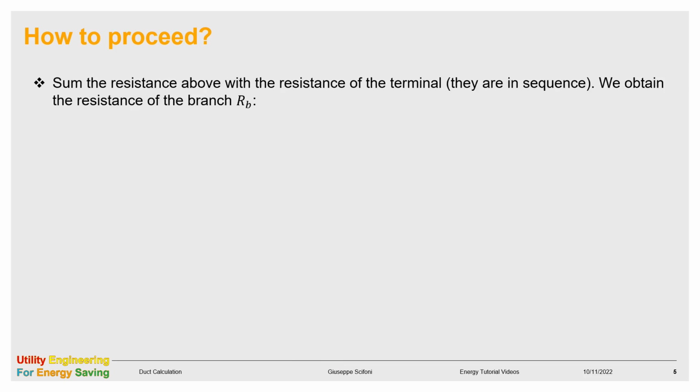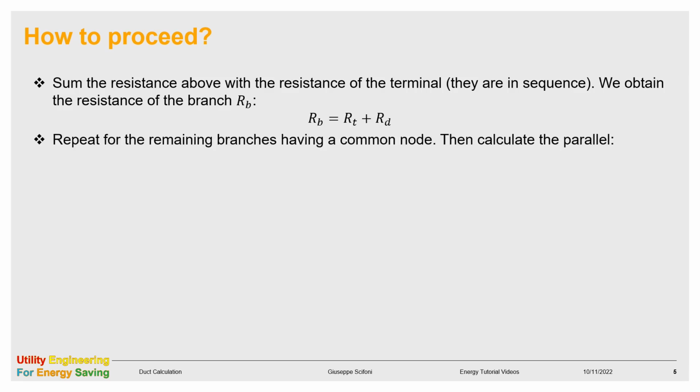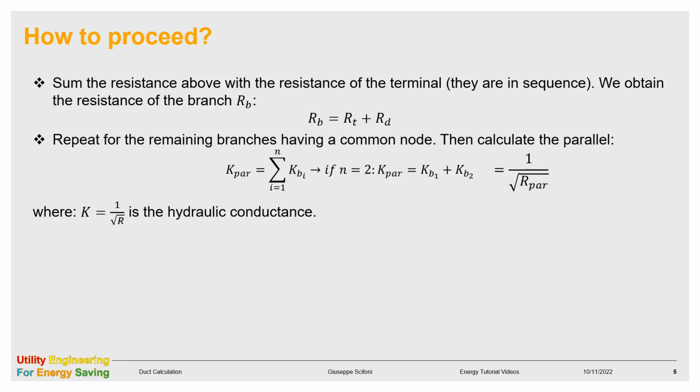We sum the resistance above with the resistance of the terminal. They are in sequence, and we obtain the resistance of the branch RB. We repeat for the remaining branches having a common node. Then we make the parallel, where K is the hydraulic conductance. The parallel of the conductance is the sum of the conductance of the corresponding branches, and the conductance is defined as the inverse of the square root of the resistance.